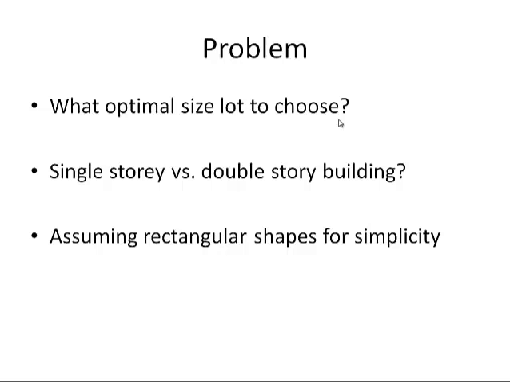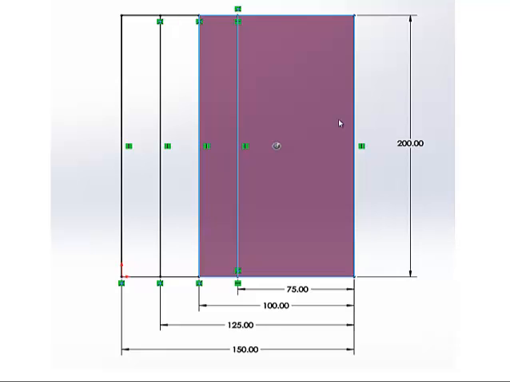Well, the first question that comes to mind is, what is the optimal size of the lot that we have to choose for our project? Are we going to go with a single-story building or a double-story building? For simplicity, we will assume rectangular shapes. This is a representation of the lot that we have. It's a 150 by 200 square feet lot.